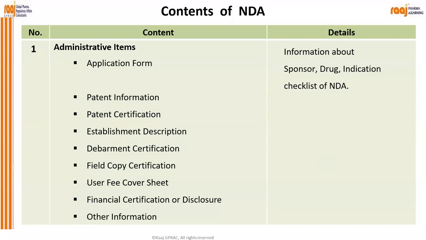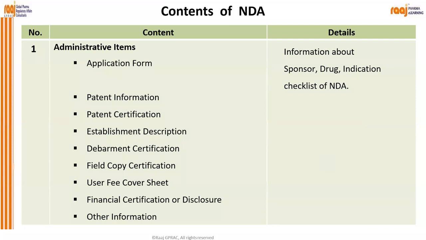Then again, the content of the NDA. Of course, it contains the application form, Form 356h, which is common for NDA, ANDA, BLA, 505(b)(2). If you Google Form 356h, you will see a three to four page form, and on the last page they give the instruction how to fill up that form also. It's a very nice and elaborate form which each applicant has to fill, and along with that form the other documents go as per the CTD granularity. Then there is patent information and patent certification, what under paragraph 1, 2, 3, 4 you are filing, that you have to mention. Then your establishment's description, debarment certification, field copy certification, then fees, whatever you are paying to US FDA, and financial certification.